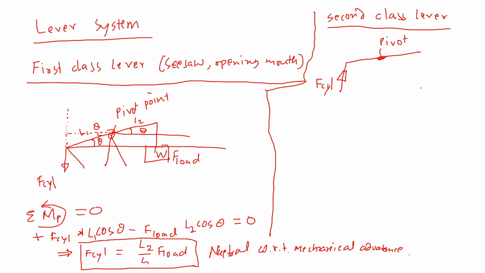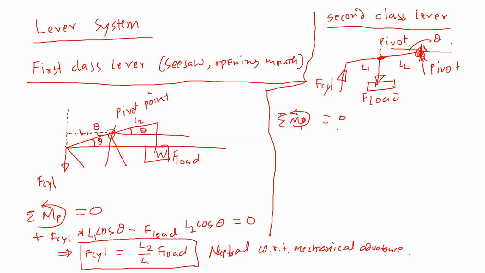And then the load, sorry, that's the load actually. That's the F load, and there is the pivot point. So that's the pivot. If we use the same notation, L1 for this distance, L2 for this distance, and this angle is theta, we can do a similar moment equation with respect to the pivot point, and all moments are equal to 0. You could set up that equation.